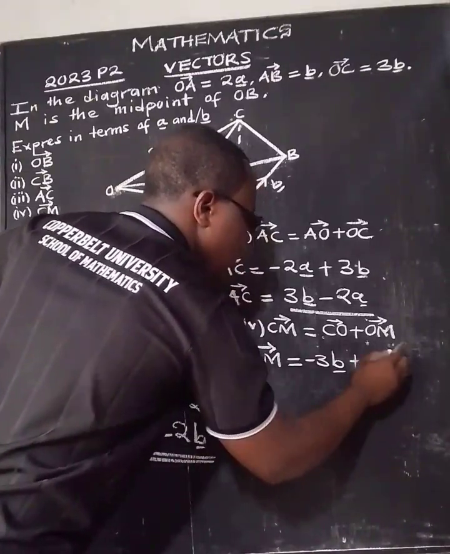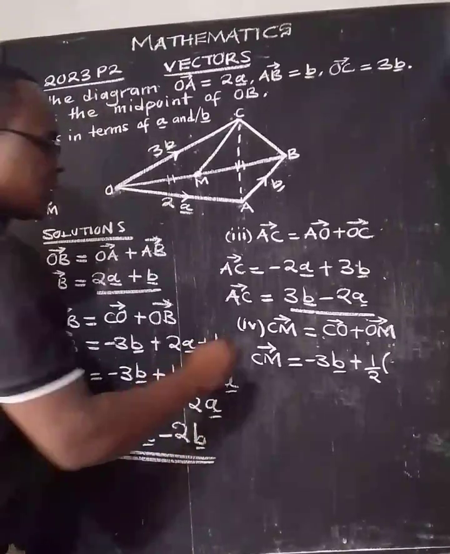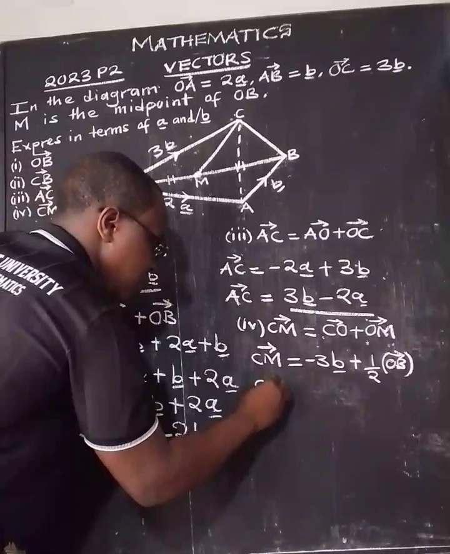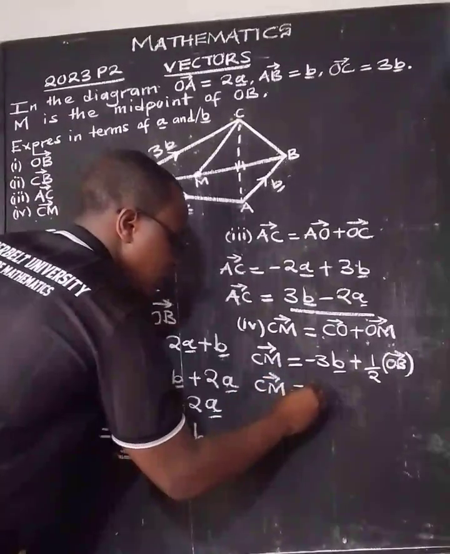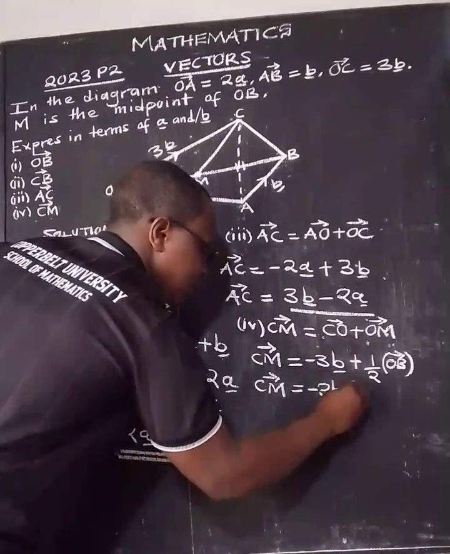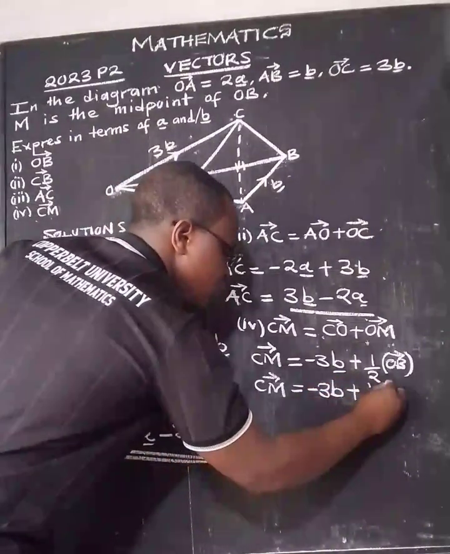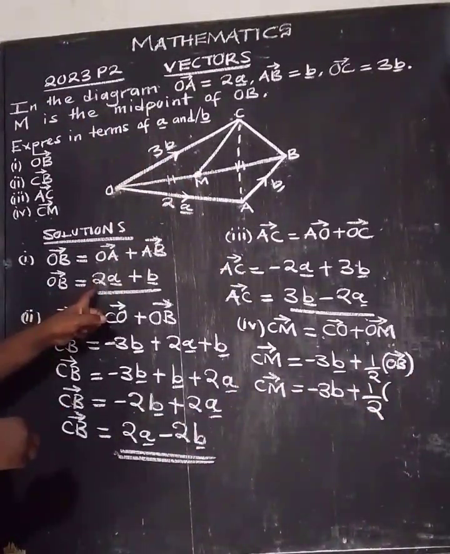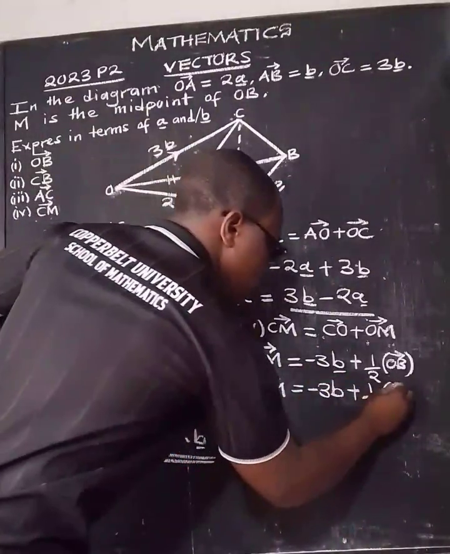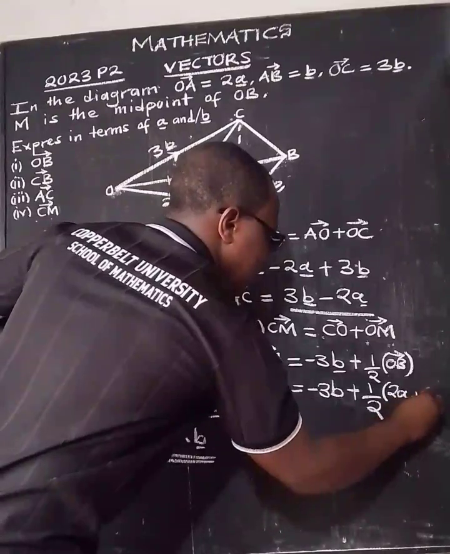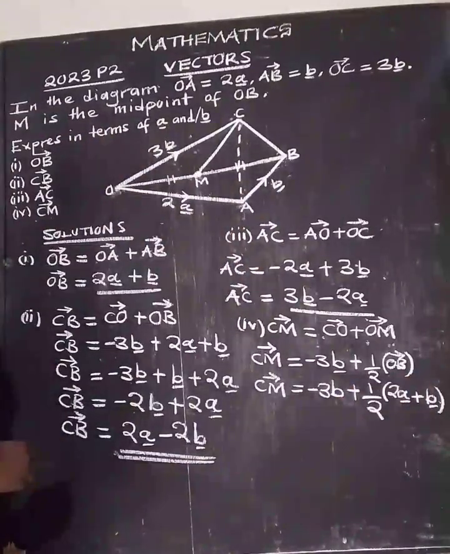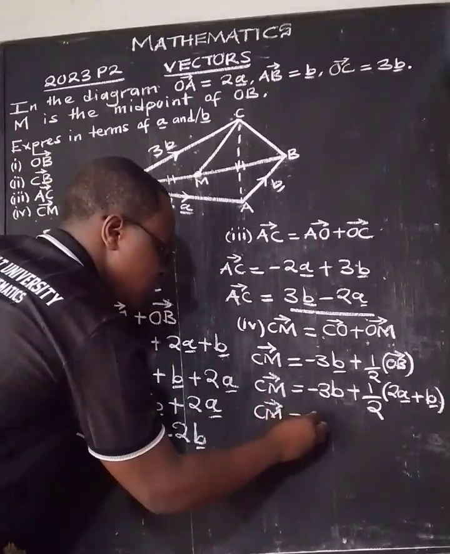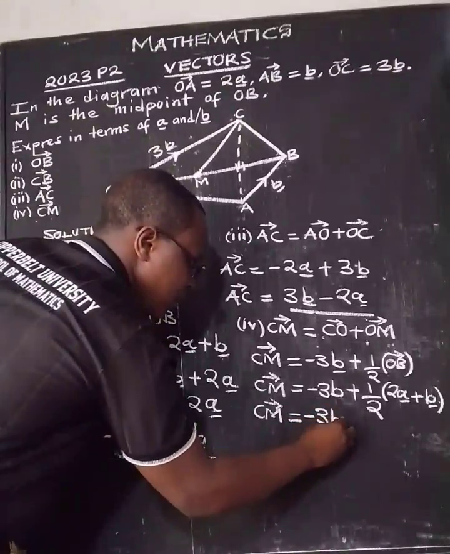Now do we have our OB? Let me just say 1 over 2 of OB. Okay, so CM is equal to negative 3 vector B plus 1 over 2 of, do we have OB somewhere? Yeah, OB we have. OB, it's 2 vector A plus vector B. So 2 vector A plus vector B. Okay? So we can say CM is equal to negative 3 vector B.